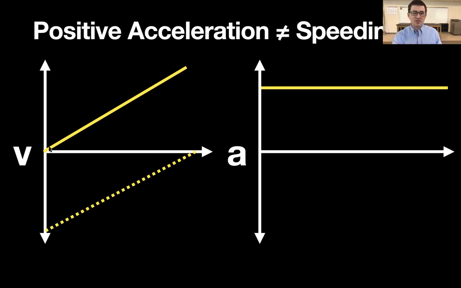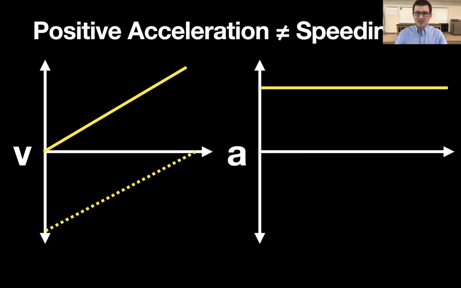Positive acceleration sometimes causes objects to speed up if they had a positive velocity to begin with, or if they had a negative velocity to begin with, the positive acceleration causes the object to slow down. So definitely, I want you to remove "positive acceleration equals speeding up" from your brain, as well as make sure to remove the word deceleration from your brain.